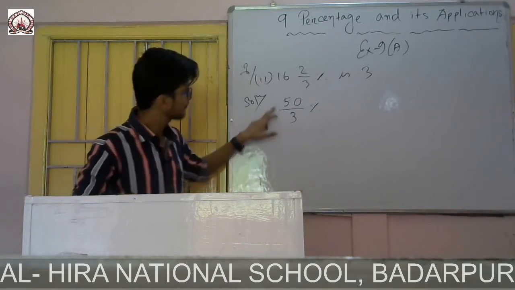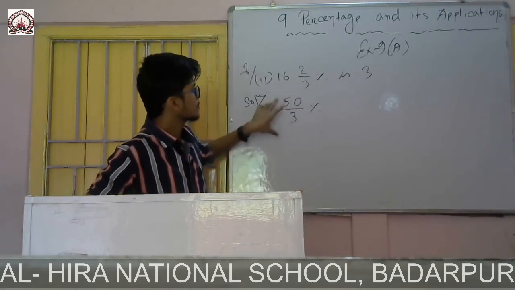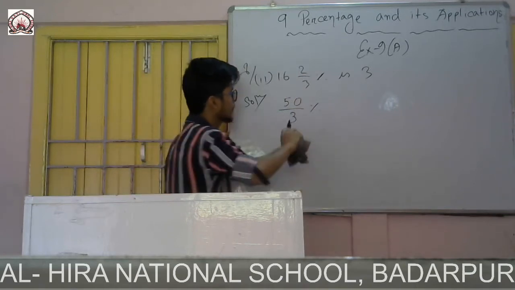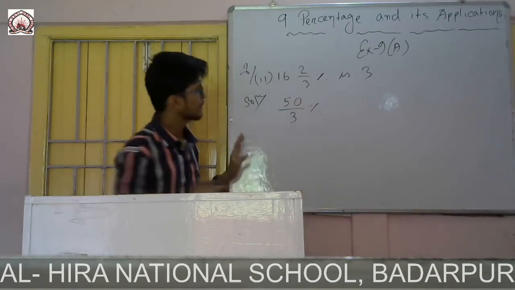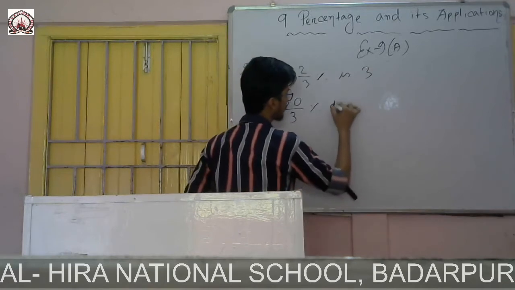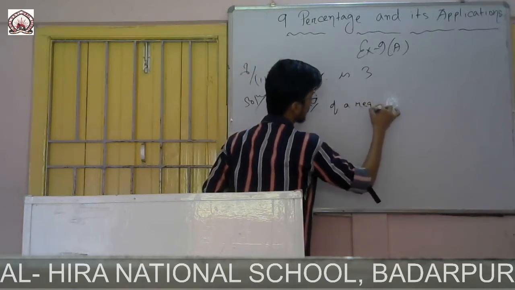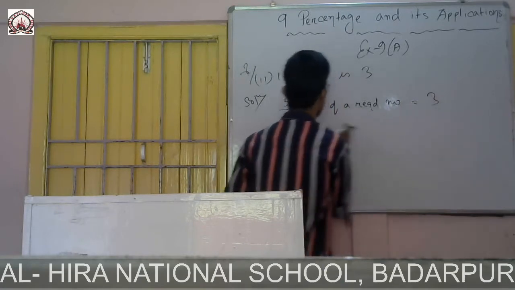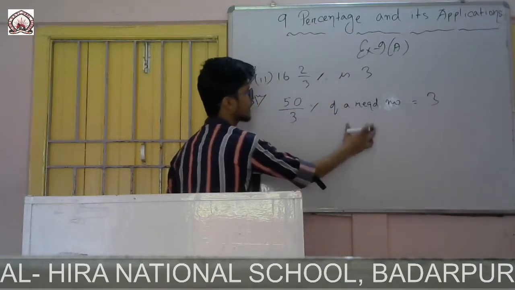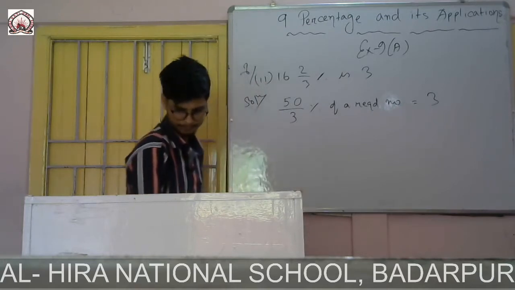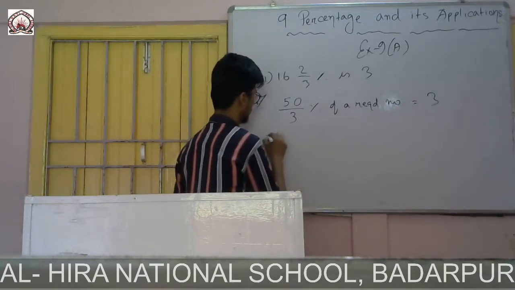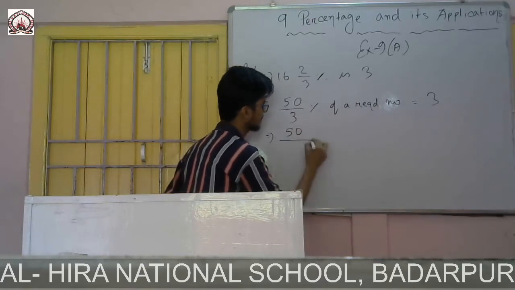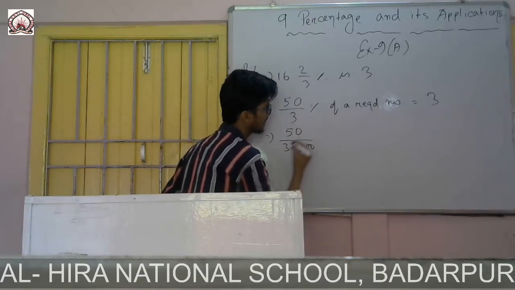50 by 3. If I simply convert this one, I will get 50 by 3. Okay, so I have to find this number. So you write 50 by 3% of a required number equals 3. If I find this percent of a required number, it will be 3. So simply convert it into percentage: I can write 50 by 3 into 100 percentage.